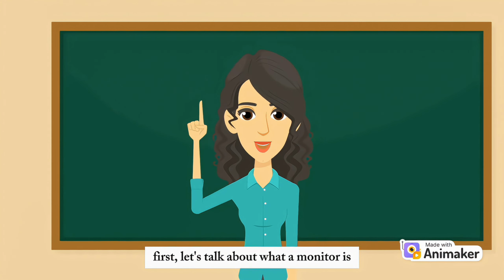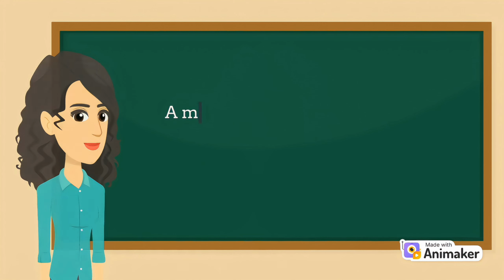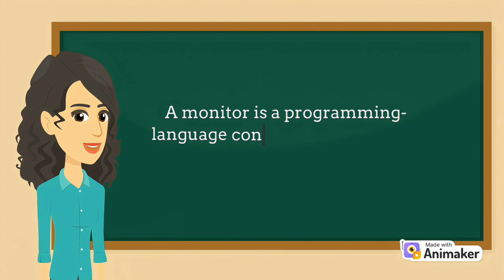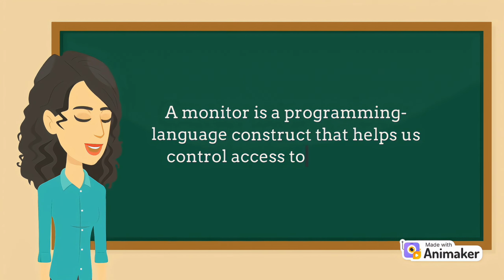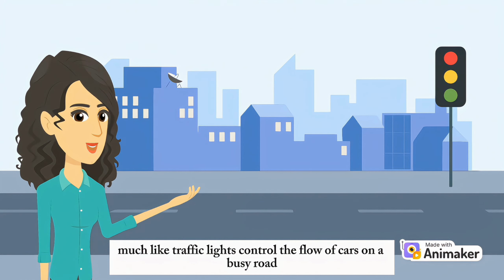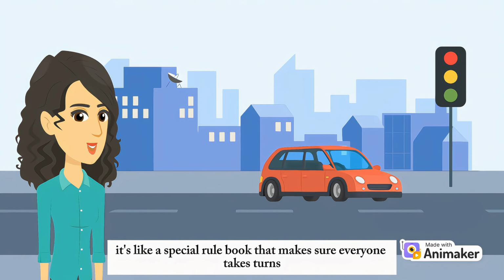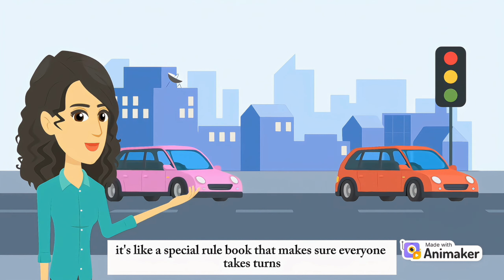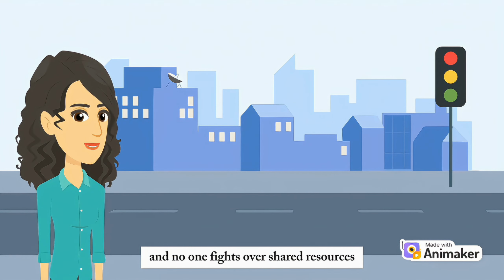First, let's talk about what a monitor is. A monitor is a programming language construct that helps us control access to shared data, much like traffic lights control the flow of cars on a busy road. It's like a special rule book that makes sure everyone takes turns and no one fights over shared resources.